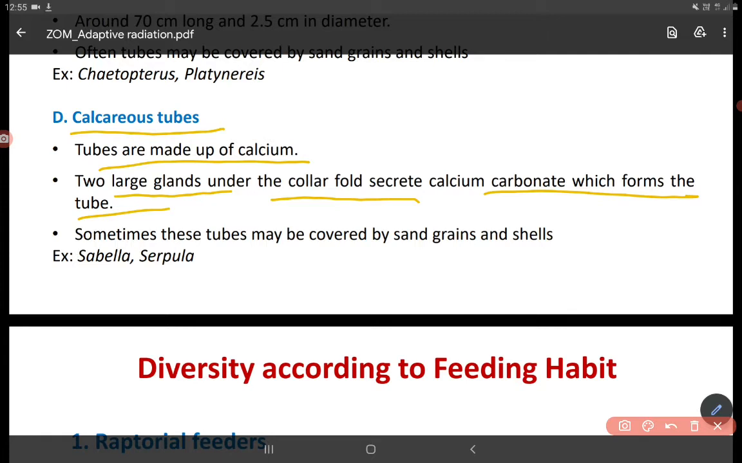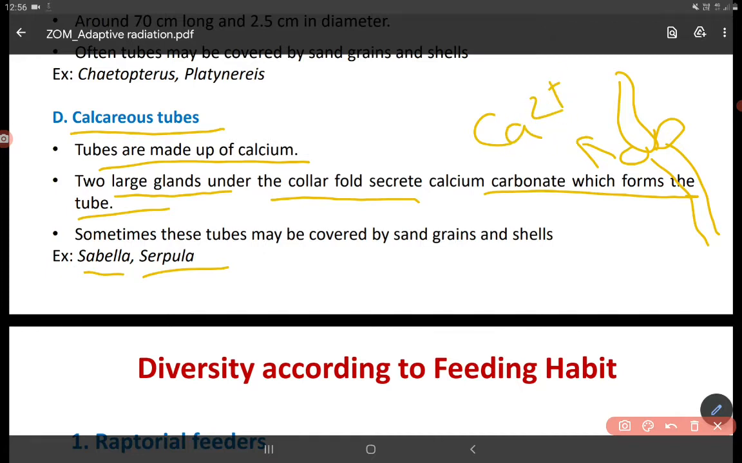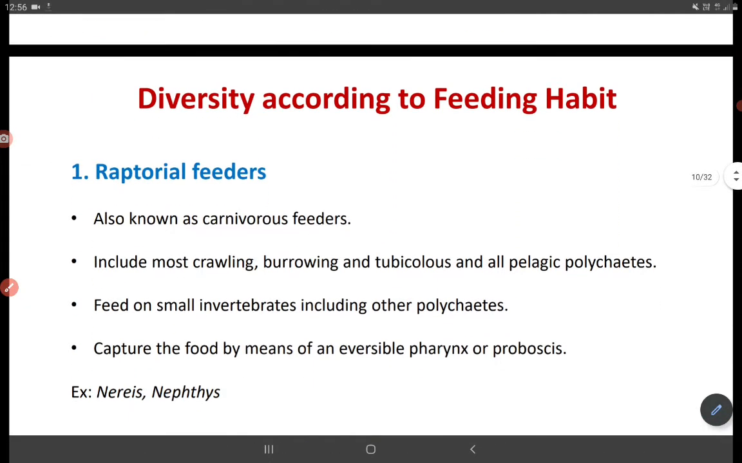So in these worms, like Sabella and Serpula, if this is their head, under the collar they have two organs which secrete calcium. They have calcium, and so they make up a calcareous tube made up of calcium carbonate. And sometimes this tube may be covered by sand grains or shells. Let's go to the next slide.